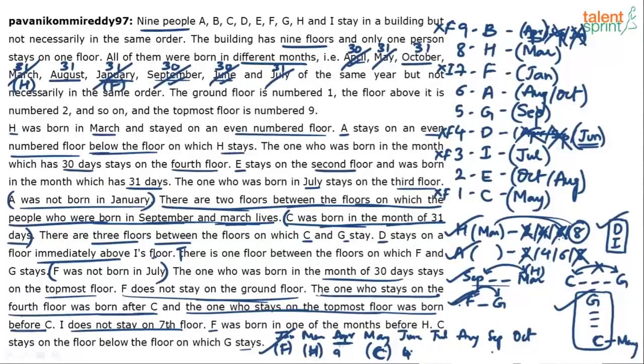I does not stay on 7th floor, yes, fixed. F was born in one of the months before H. Will that help? No. F and H both are fixed. C stays on the floor below the floor on which G stays. So I think, yeah, we cannot do anything about the months for A and E. It will be between August and October. So with this, we are done with the arrangement. I don't think questions have been posted here along with this.